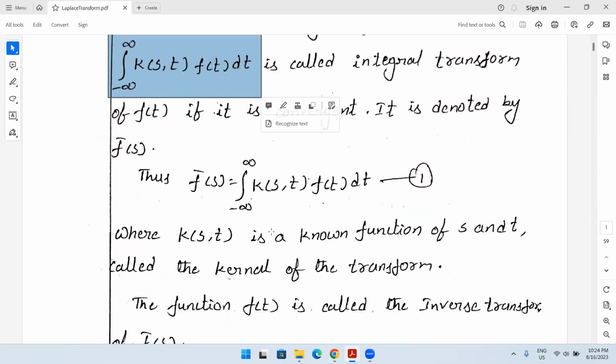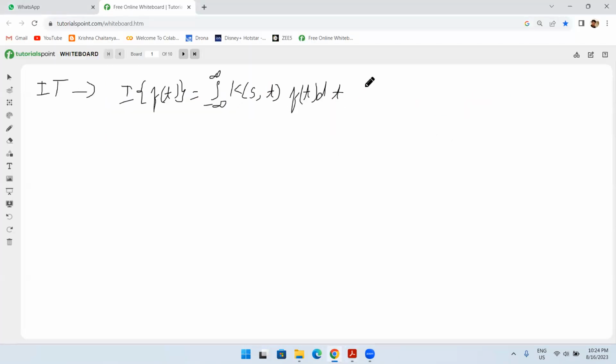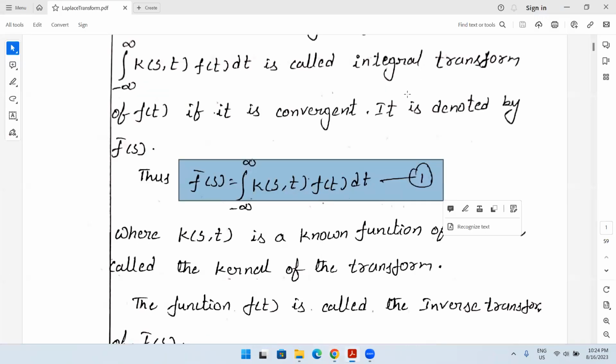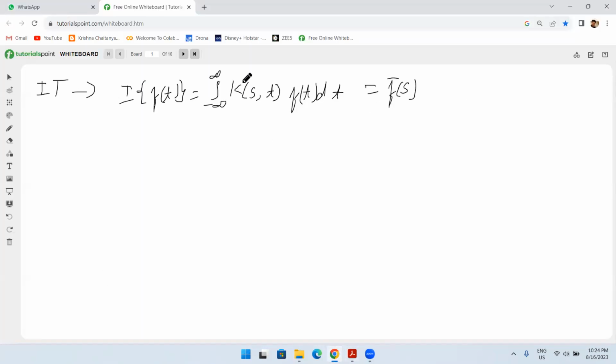It is denoted by f bar of s, so the integral transform of f of t can also be written as f bar of s. Now the function k of st is called the kernel of f of t. In this case, the kernel k of st is called the kernel of the function.